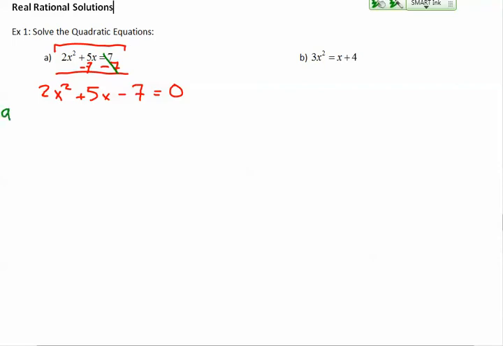So I'll come off to the side. A equals, B equals, C equals. I can't find the page. Okay, it's on page 14 of your notes packet.